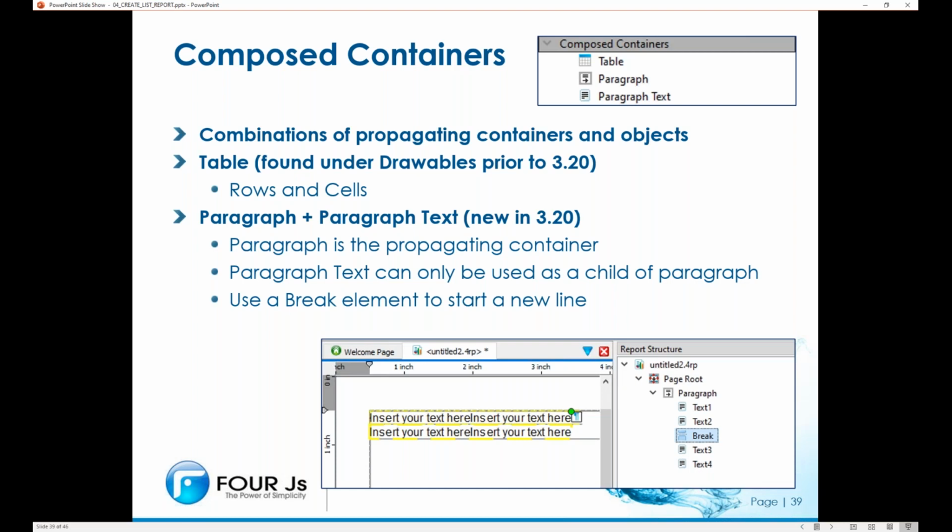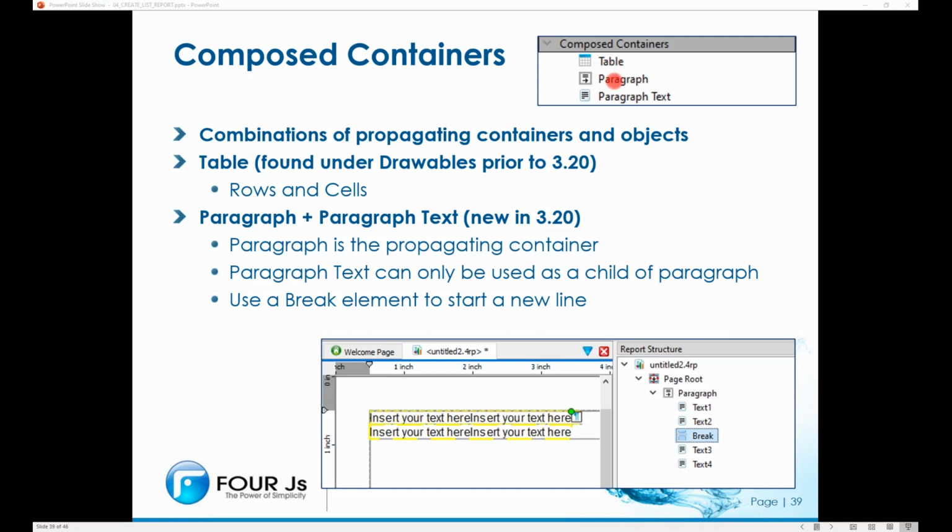I don't know if my table is going to fit on one page or multiple pages, but as rows continue to be added, I want it to propagate itself and continue on the next page. So the table itself is the container. The rows and cells within that table are the objects. So tables existed before. They were just added under composed containers in 3.20.